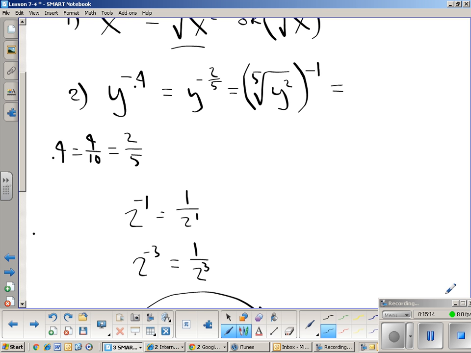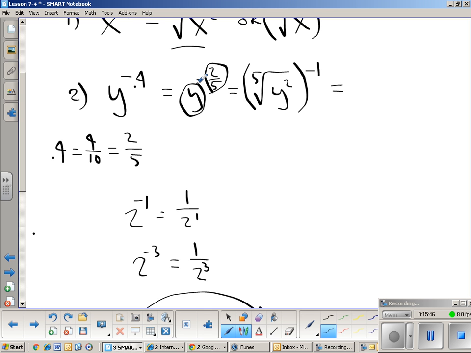No, the negative is not really on this number, it's really on this number. Okay? If I flip that 2 and 5 around, then I get a totally different answer. Because now I'm talking about the square root of y to the 5th. That's a lot different than the 5th root of y squared to the negative 1.